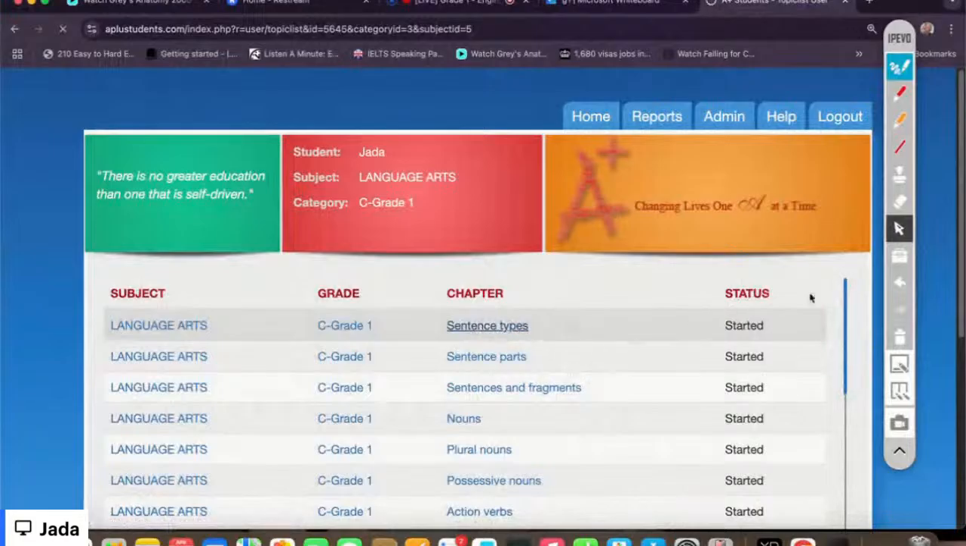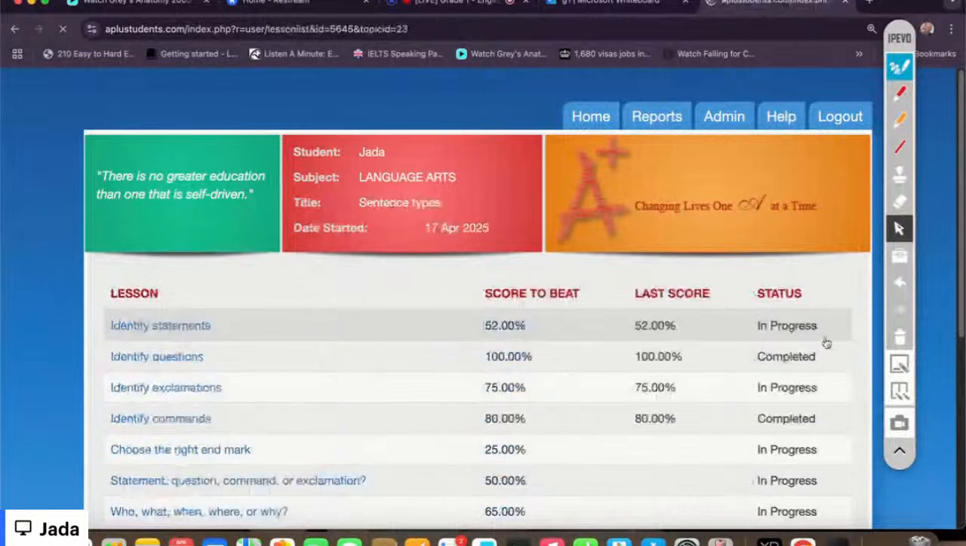So we've done the first 4 lessons under sentence type. So today we'll finish the remaining, okay? First, we'll start with choose the right end mark.